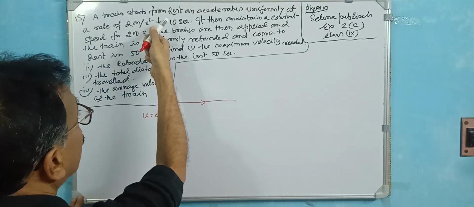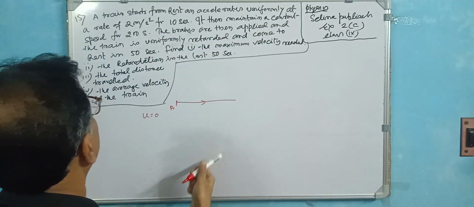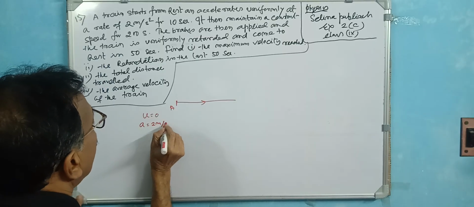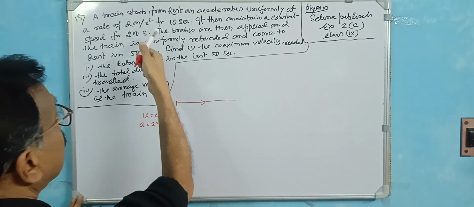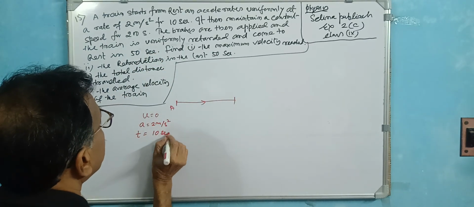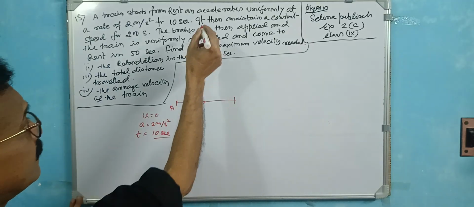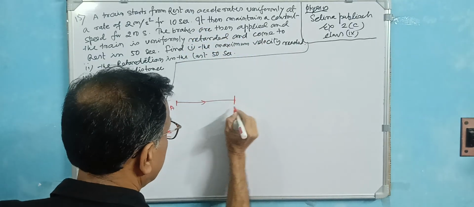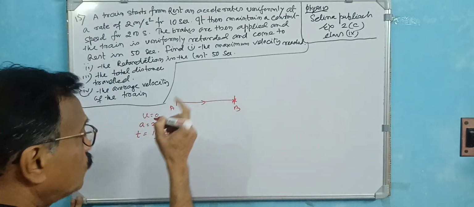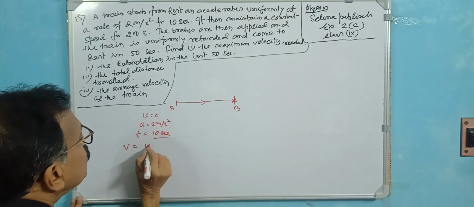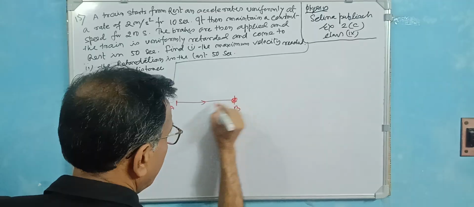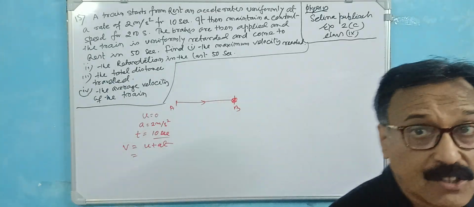A train starts from rest and accelerates uniformly at a rate of 2 meter per second square for 10 seconds. T is 10 seconds. That is the given. It then maintains a certain speed. That means from A to B it accelerates and reaches a velocity, where V is equal to U plus AT. What is the speed increase? What is the final velocity?